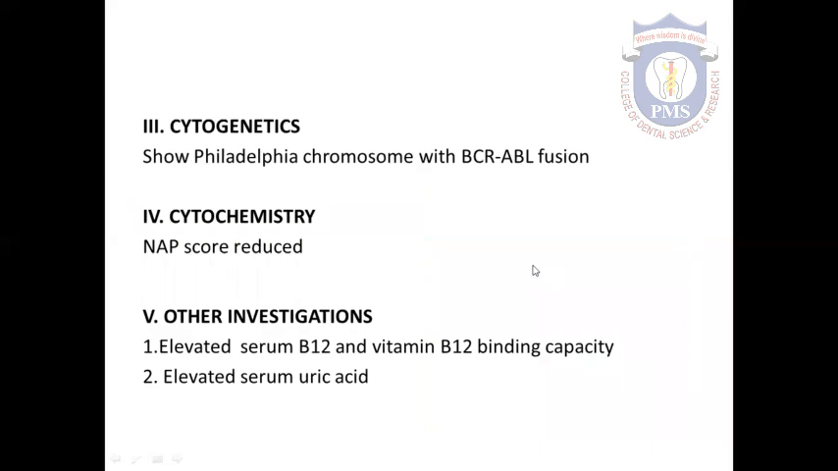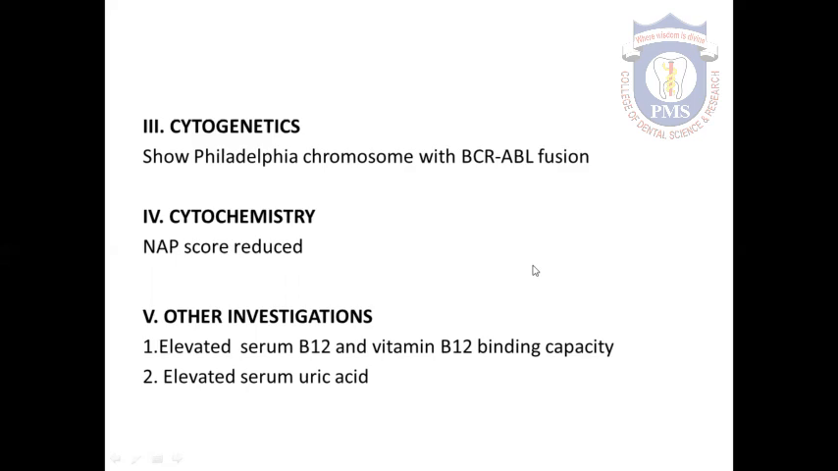Now, to confirm that the patient has chronic myeloid leukemia rather than any other myeloproliferative neoplasm, a cytogenetic study is mandatory. In cytogenetics, you can see a reciprocal translocation involving chromosome 22 and chromosome 9, resulting in the BCR-ABL fusion gene and formation of the Philadelphia chromosome. Also, you can look for the NAP score or neutrophil alkaline phosphatase score, which will be reduced in CML. The NAP score will help to distinguish chronic myeloid leukemia from leukemoid reactions.